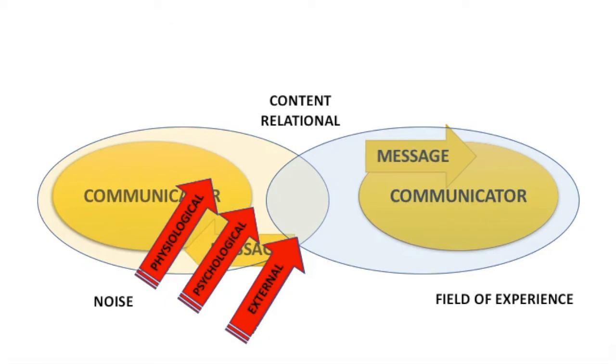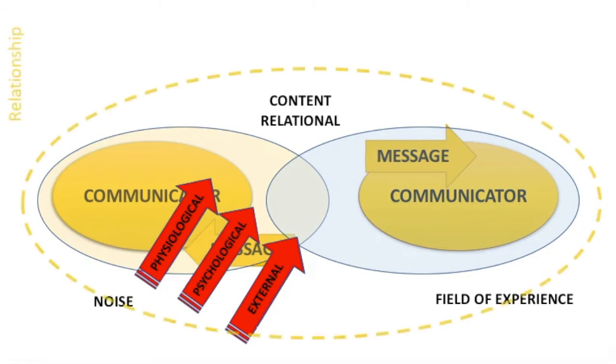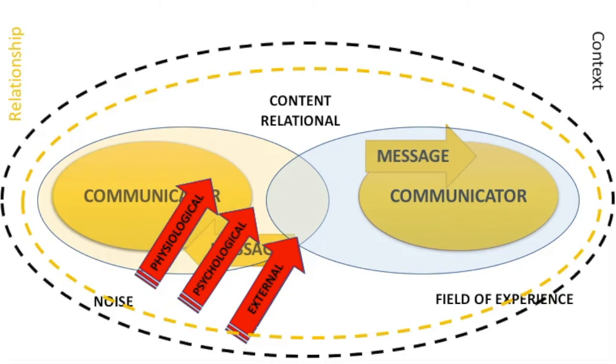So now we have communicators sending messages within fields of experience and being impacted by noise. Going a little further, we can also see that the communicators are in a relationship, the dynamic of which will also influence the way in which they interact. And this relationship exists within broader institutional, social, cultural, economic, and political contexts. And as you may guess, both the relationship and the context have a history.